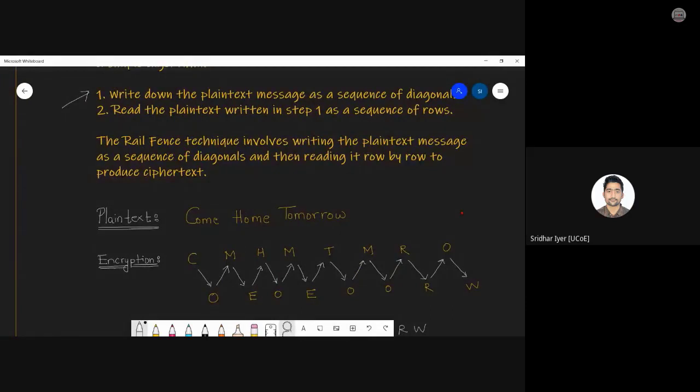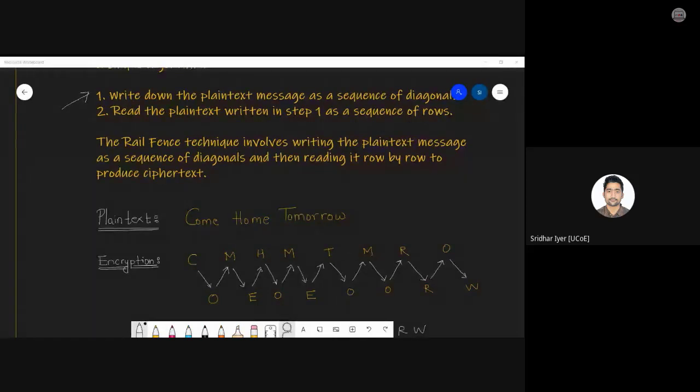C in the first row, O in the second row, M in the first row, E in the second row, and so on. Is it clear? This is how we write the plain text for encryption. Clear so far? Very simple.